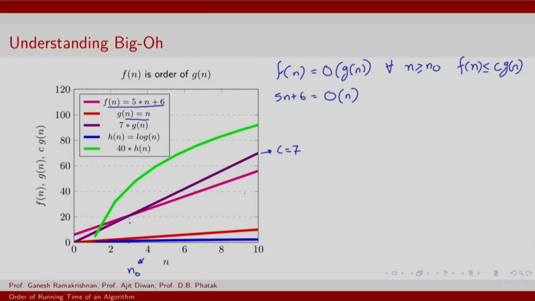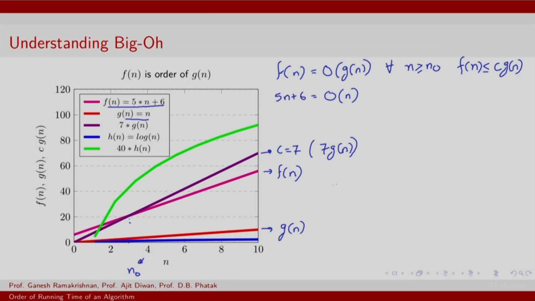How about some other interesting functions? How about g(n) itself? Now we find that g(n) is always below f(n). Can we define something more interesting between f(n) and g(n)? It appears that f(n) is sandwiched between g(n) and a scaled version of g(n). So this is basically 7 times g(n), and the curve here is basically g(n), and here is f(n).